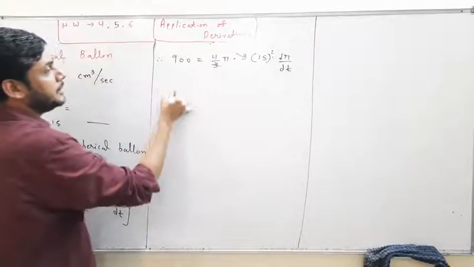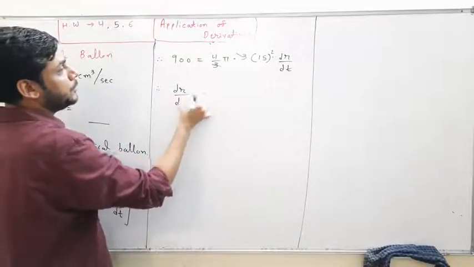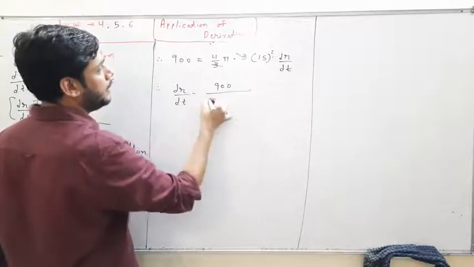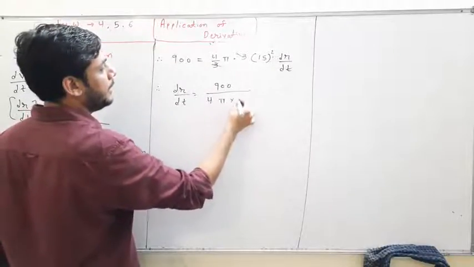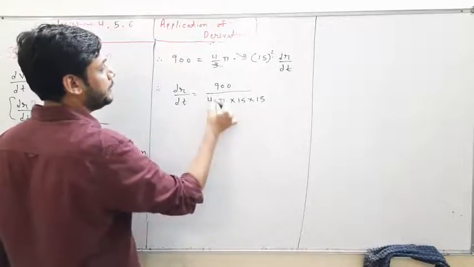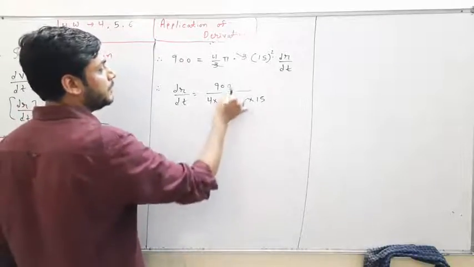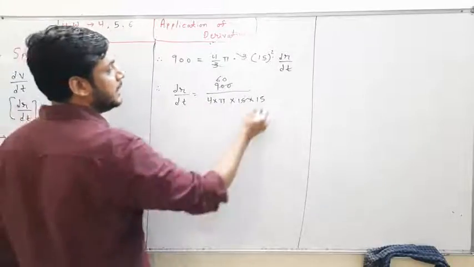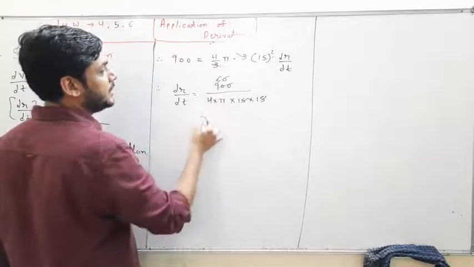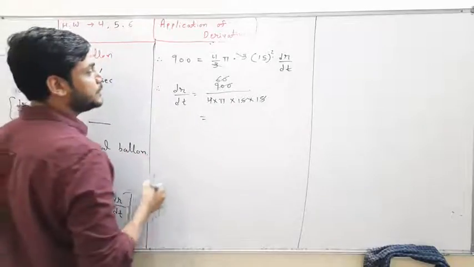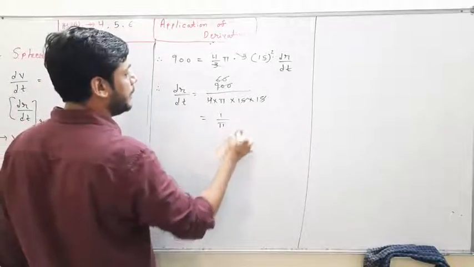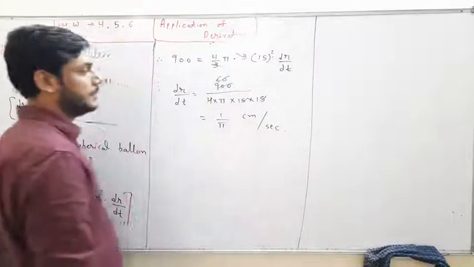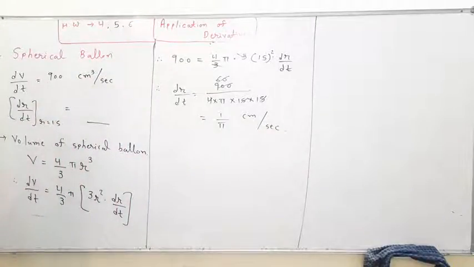So if we make the subject dr by dt, dr by dt is equal to 900 divided by 4 into pi into 15 square, which means 15 into 15. So 15, here it will be 60. 15 4s are 60. So that is 1 upon pi centimeter per second.